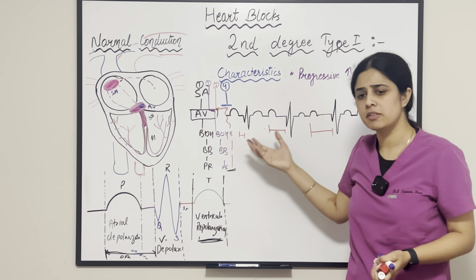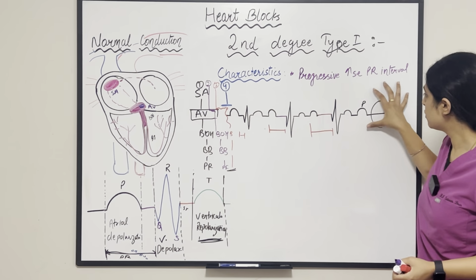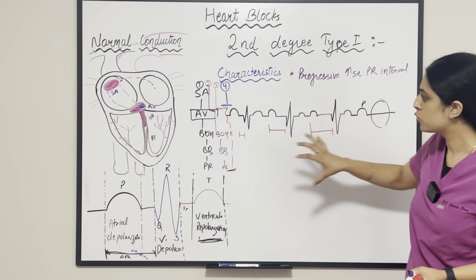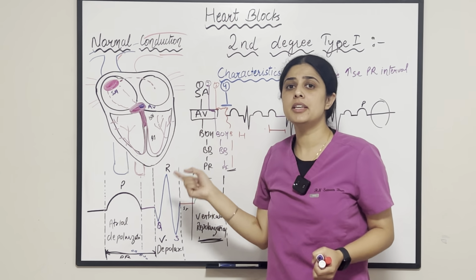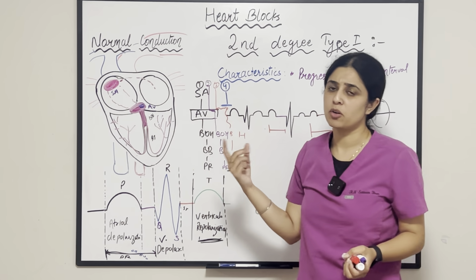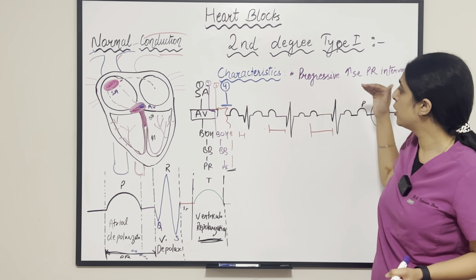The causes are the same. It can be asymptomatic, because there is no conduction at this time, so the ventricles will not contract, so that can lead to decreased cardiac output, which can cause symptoms. Okay, so this is second degree type 1 block.